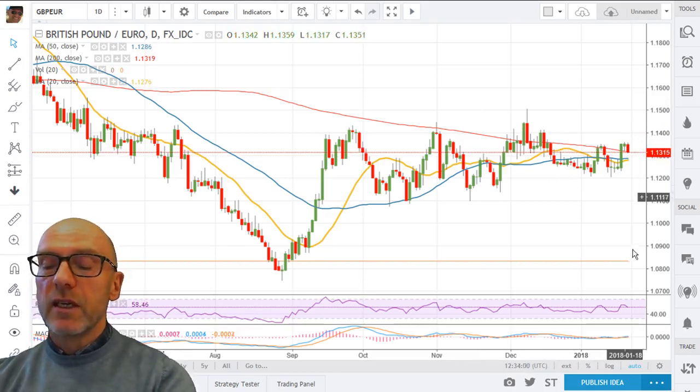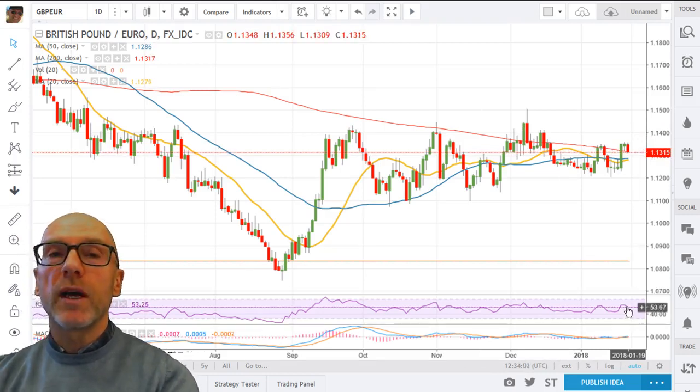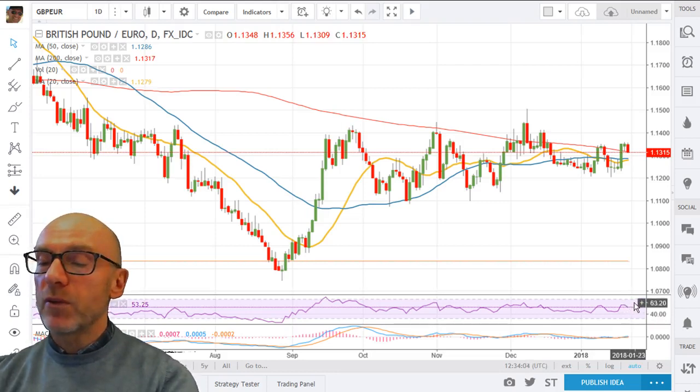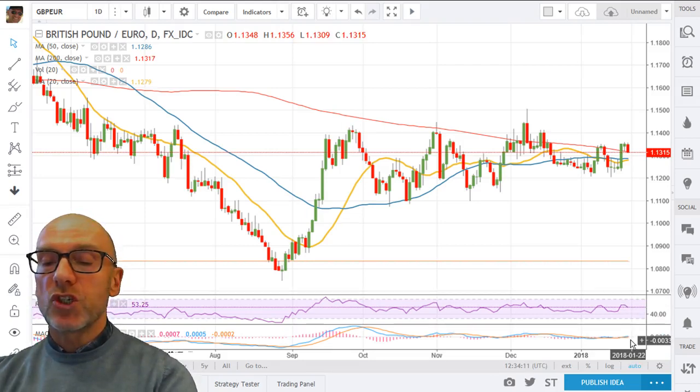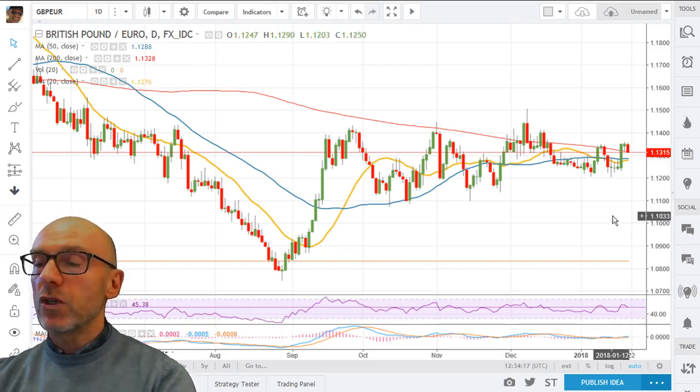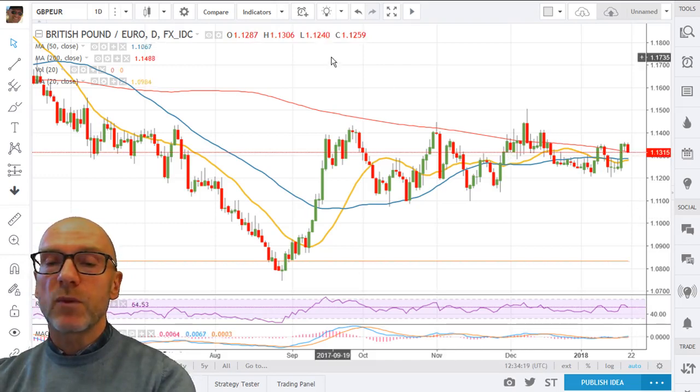Let's wait and see. Momentum has picked up as well. RSI now up at 53.25, and those MACD have moved back above zero as well. The short term is marginally above the longer term, very close to zero, but they are moving up. So it could look quite good for the pound down the road.